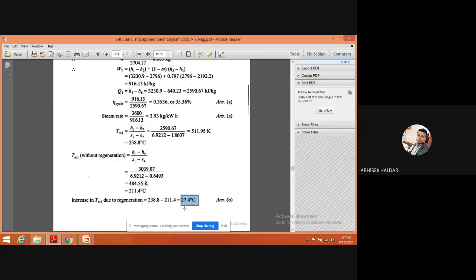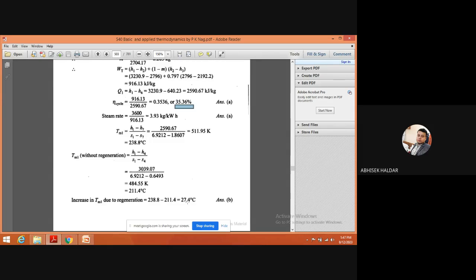This is the mathematical checking, you can say, by the help of one problem you can only check. So this mean temperature of heat addition is increasing, which means my efficiency is also increasing. So here with regeneration, this is the efficiency, you can see 35.36.